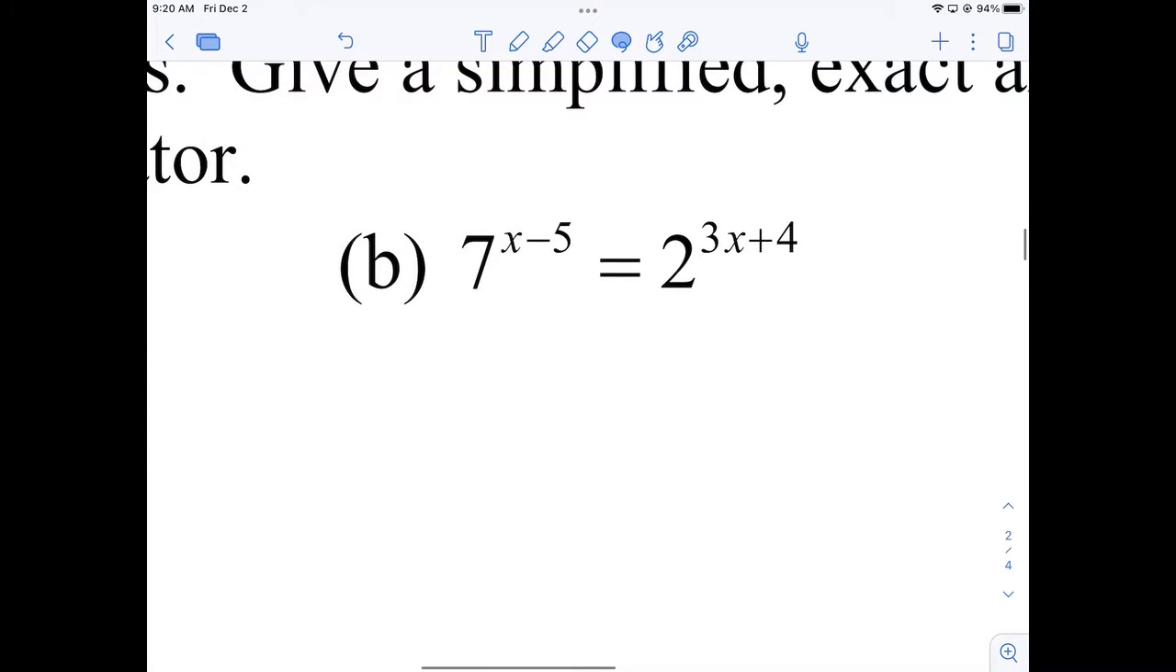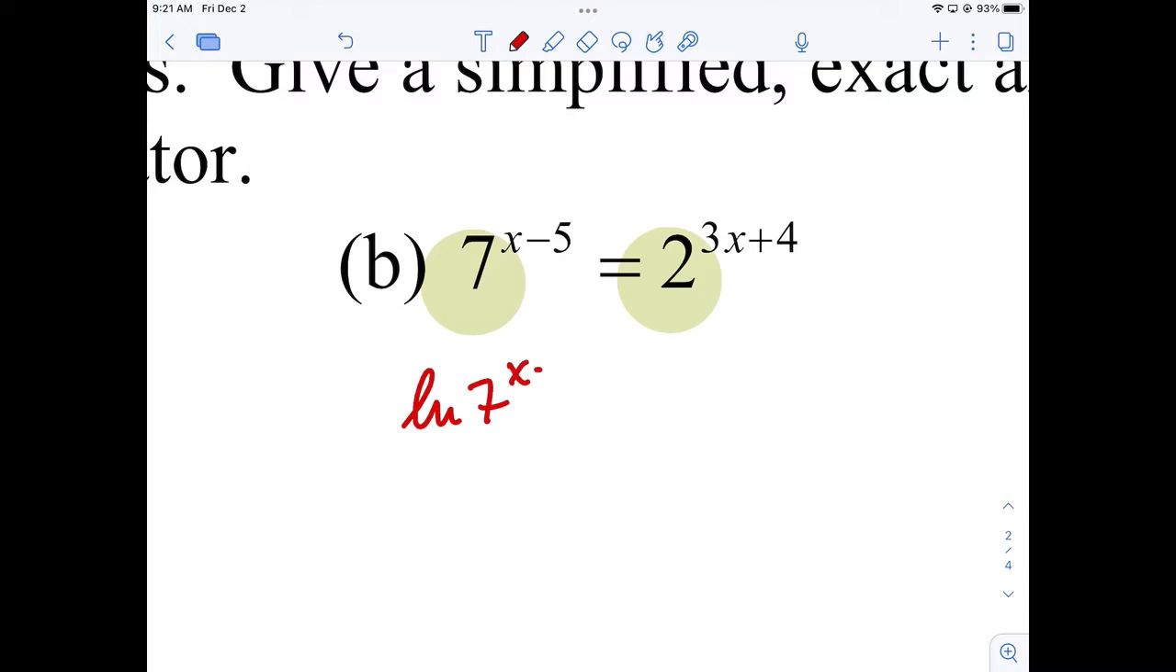Letter B. 7 to the blob equals 2 to the blob. It's exponential. There's variables in the exponent on both sides. My bases are 7 and 2. Can we write 7 as a power of 2 or 2 as a power of 7? No. So who comes to the rescue? Log it. Log it.